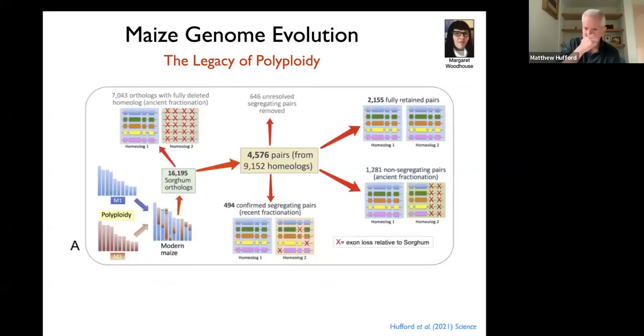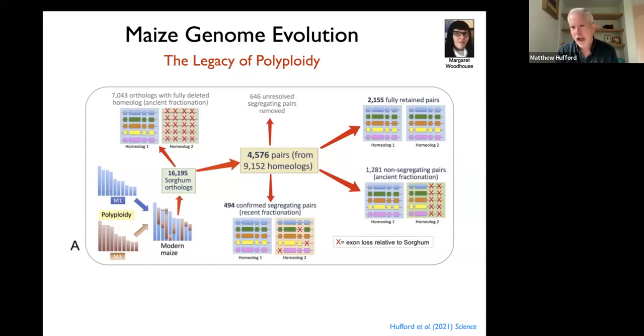So she took a look at the maize genomes and tried to identify how, if we look at sorghum and identify pairs of genes within maize from each of the ancestors, what were their fates? What were the fates of these various different pairs? And so Maggie identified about 4,500 pairs of genes where we were able to find the gene present in both maize 1 and maize 2, and then characterized patterns of evolution across those pairs.